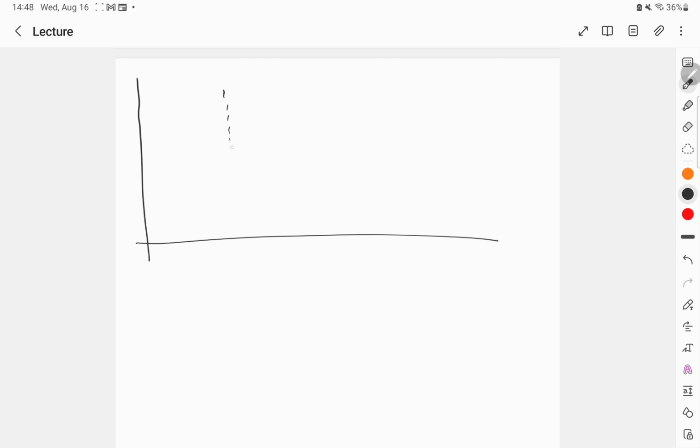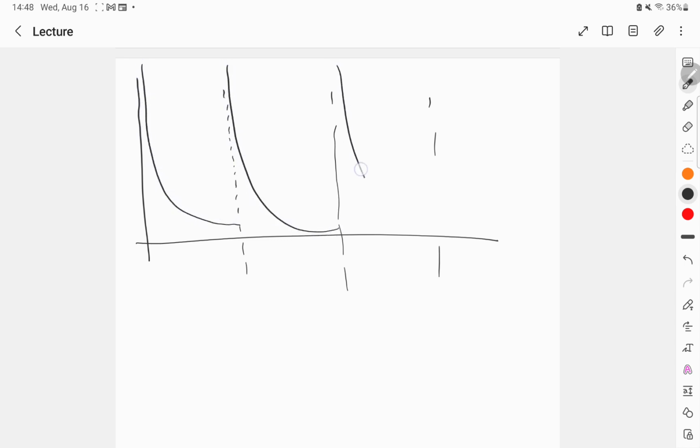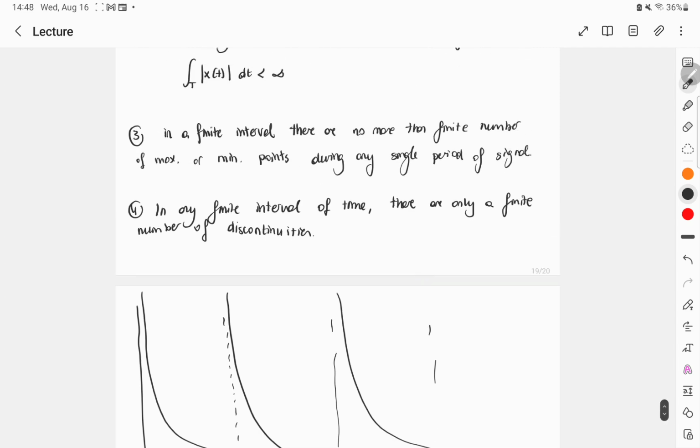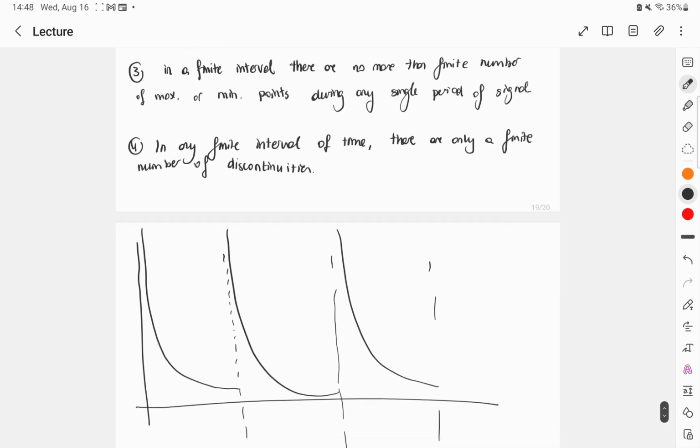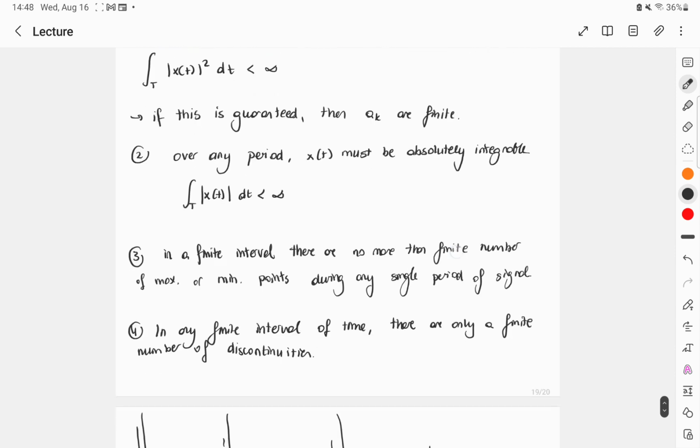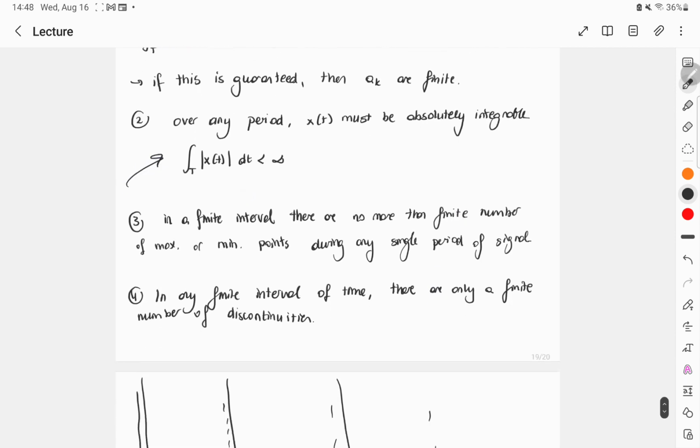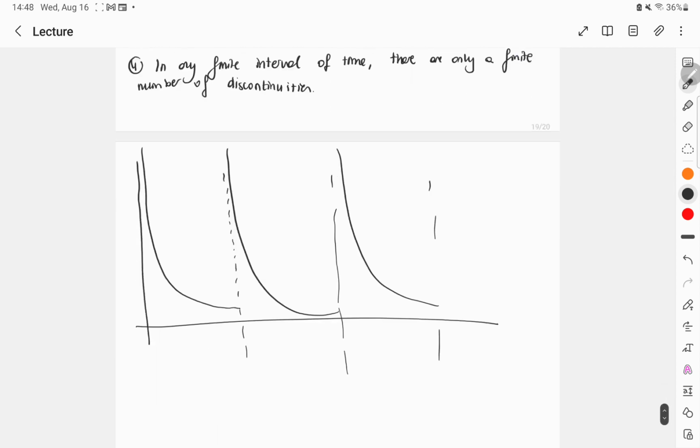Now let me give an example for each one. For example, this signal over here, which has asymptotes, and it is like this. This one violates the second one, because it says over any period x of t must be absolutely integrable. However, in this part, since the signal goes to infinity, it is not absolutely integrable here.